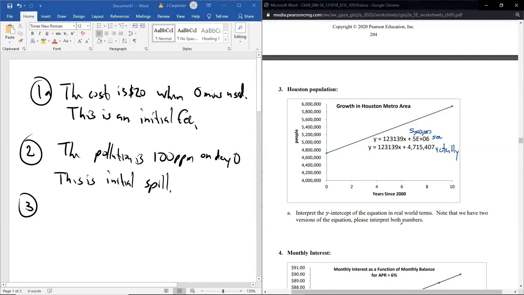So interpret. And they say, please interpret both. I'm not going to interpret the top one because it's honestly pointless. It's just you're using a rounded number of 5 million instead of the actual number of 4.7 blah, blah, blah million.